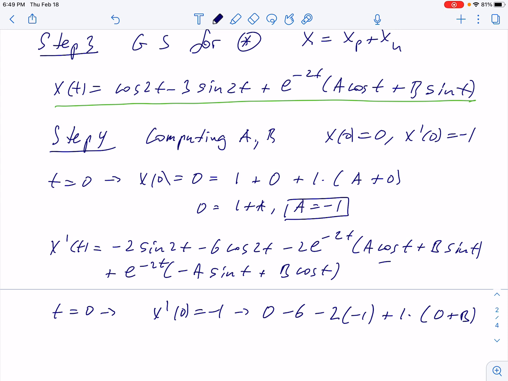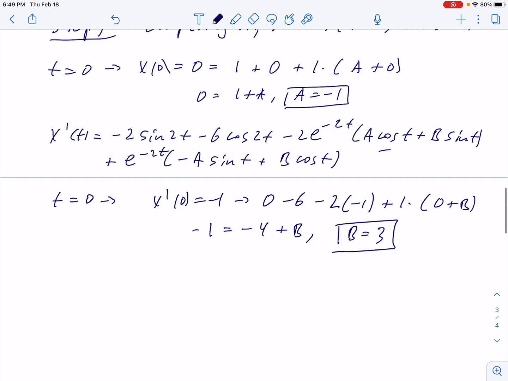Let's write again. Negative 1 equals, there will be negative 6 plus 2, so negative 4, and plus b. So b will be 4 minus 1, 3. So we found these coefficients. Now our solution is this.